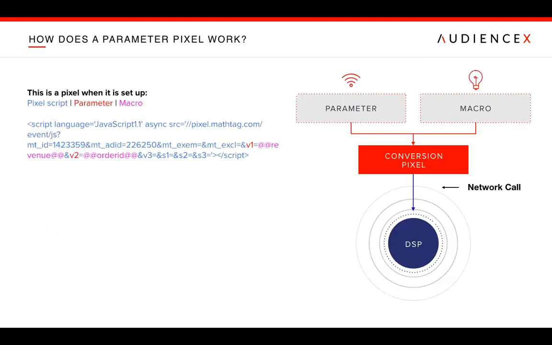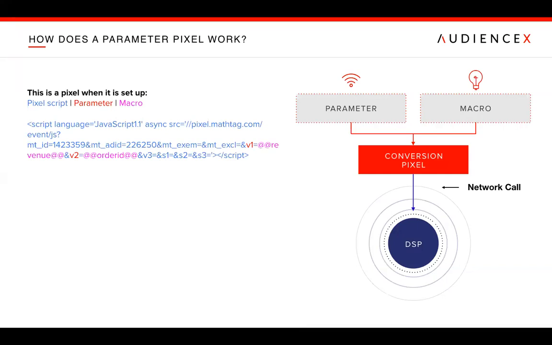Here's where we're getting a little bit technical, but I'm going to try and focus on the most simple parts of this based on the color coding. So this is another pixel, all of the blue part that you're seeing on the left, and that's essentially the same pixel that we looked at a few slides ago. The parameter just adds these extra red and pink pieces, which are what passes that additional information back to the DSP with that network call.